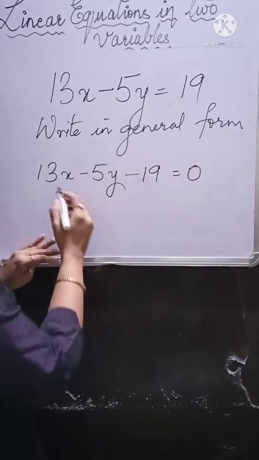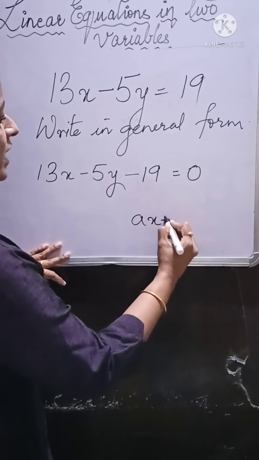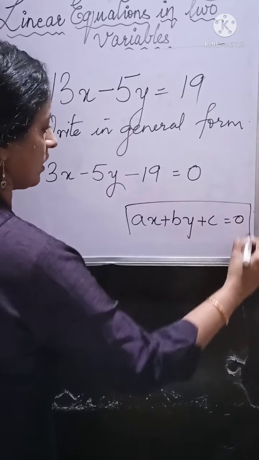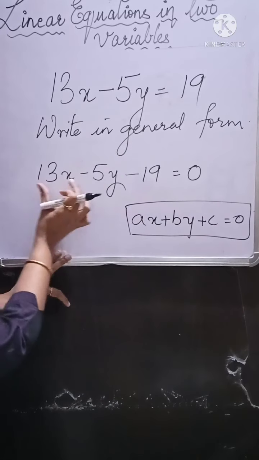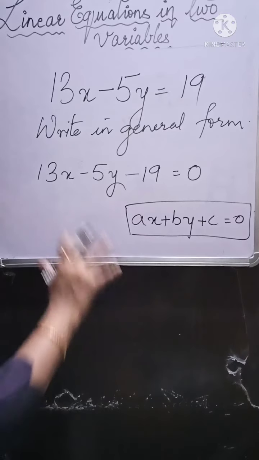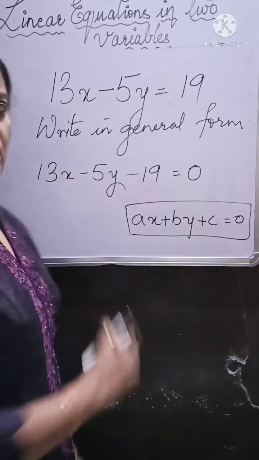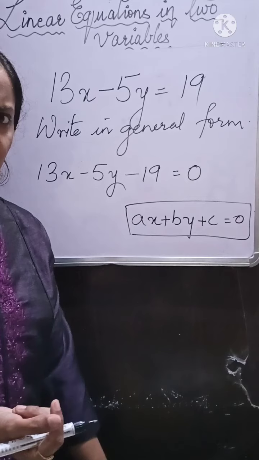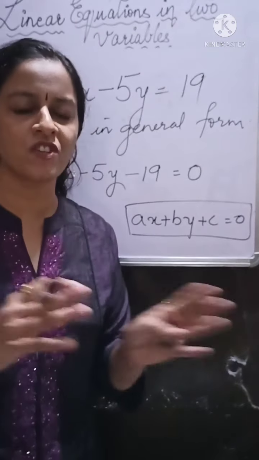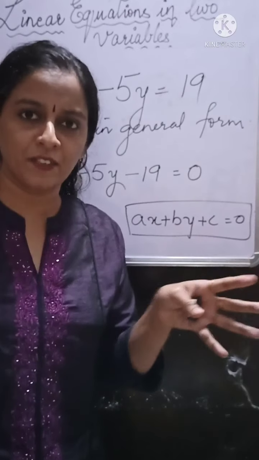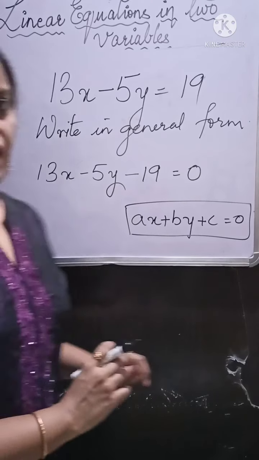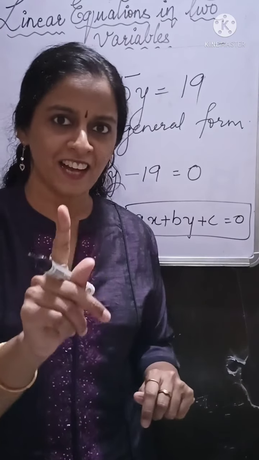Now compare it with the general form. What is the general form? ax plus by plus c equal to 0. Is it the same? ax plus by plus c is equal to 0. So this way you will convert an equation into general form, just like this. When you hear the question, convert in general form, make it in general form, you get frightened. Don't be scared. General form means you have to show it in this form. So is it easy? Understanding?